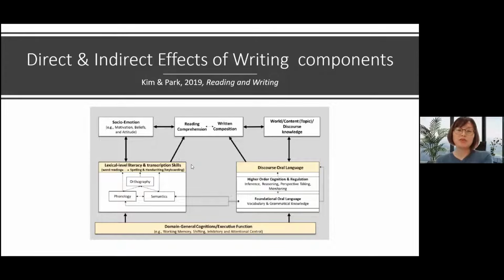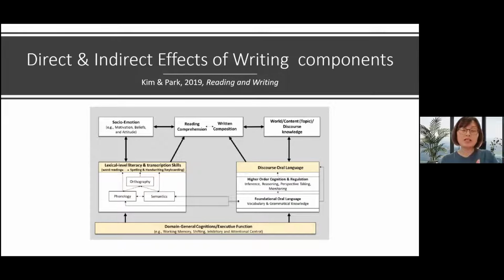Now, if you go to the right side in the middle panel, that's discourse language. I called it discourse language here. In the more updated version, I also called it discourse oral language and/or oral composition. So what is discourse language, right? It includes comprehension and production of discourse level oral language.